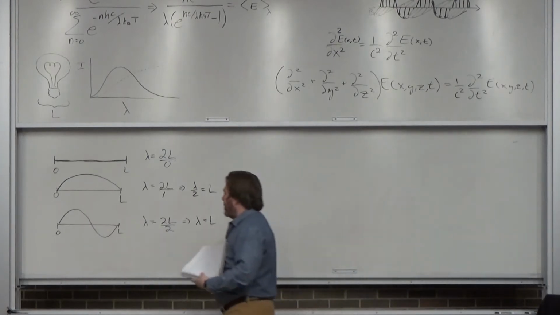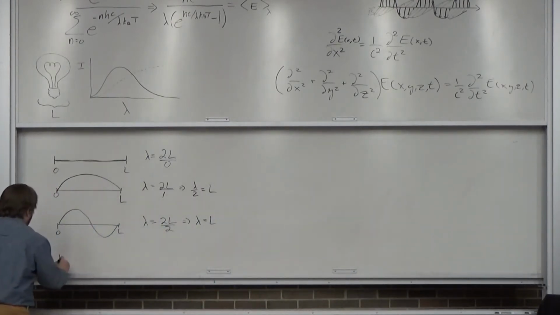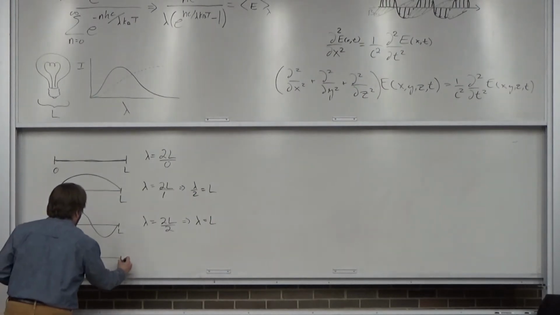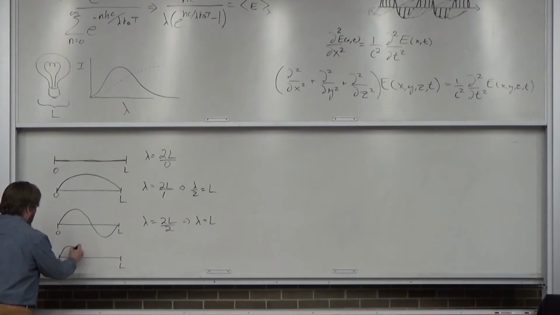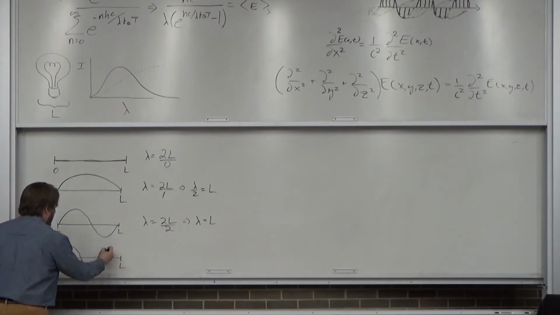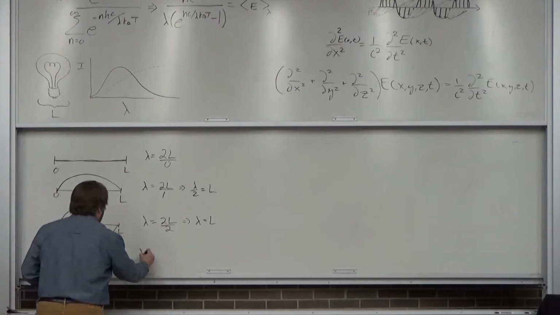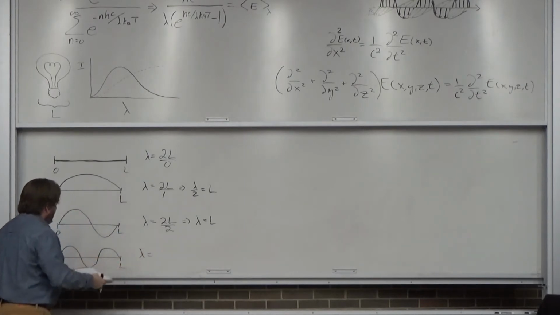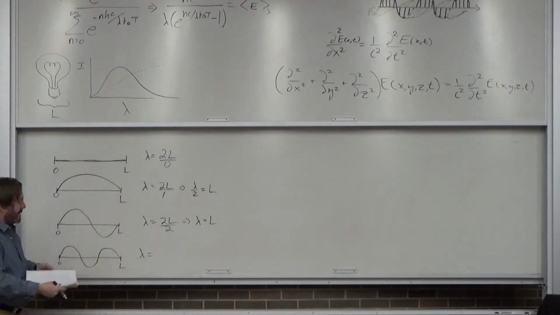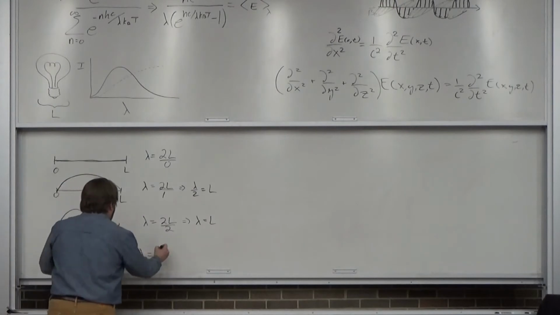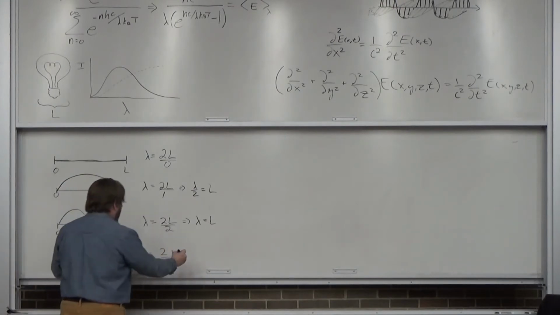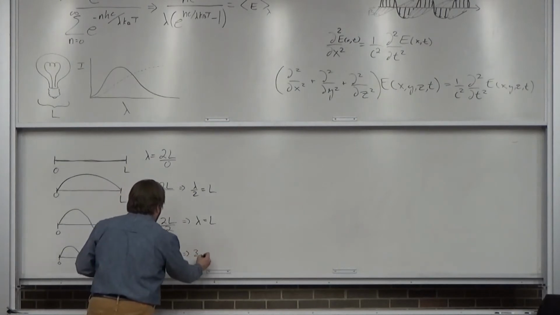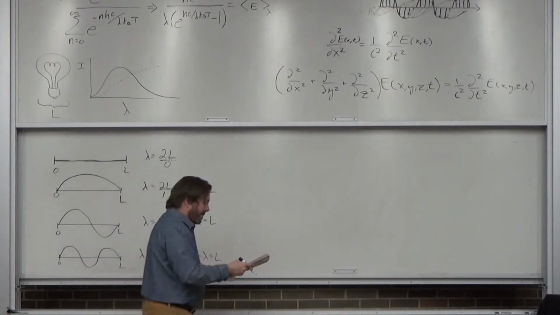And I'll do one more, which again, I think you see how you play this game. This will be fully even. The lambda is actually right here. The full wavelength is less than the length of the light bulb. It's actually 2/3 L, and therefore 3/2 the wavelength is equal to the length of the light bulb.